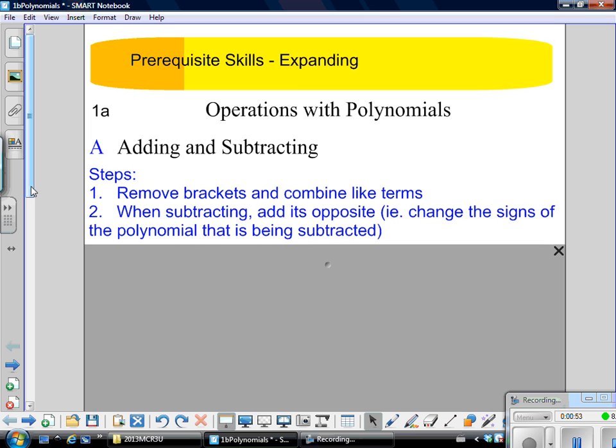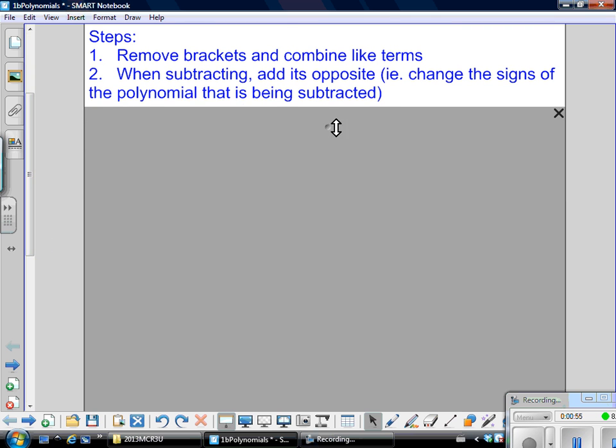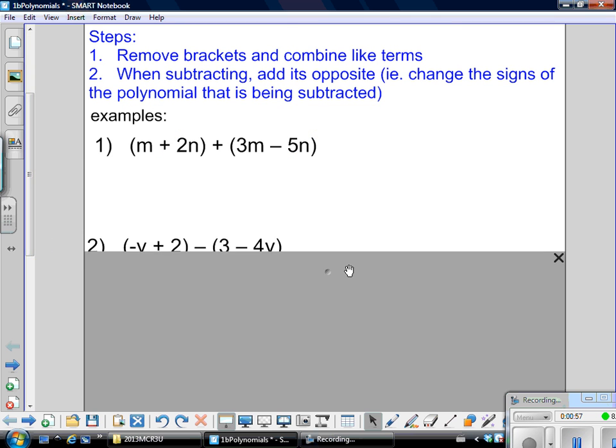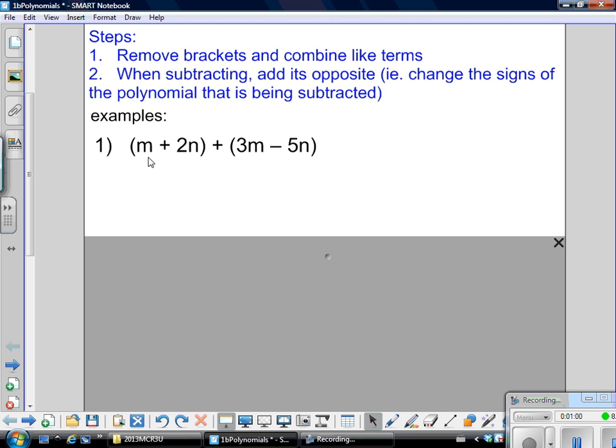So let's take a look at a few examples here. As I said, review of what you've done before. So our first example, you can see we have two polynomials, and they have brackets around them and we're adding. So because we're not subtracting, all we have to do is take the brackets off. So that's what we're going to do. We're going to start with an equal sign. We have m plus 2n, and as I said, we take off the second bracket. So now this is what we're left with.